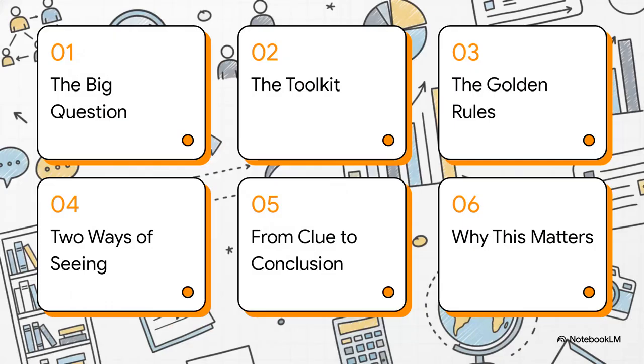So here's our game plan. We'll start with that central question. Then we'll bust open the detective's toolkit and learn the golden rules for using it. After that, we'll explore the two main mindsets an investigator can have, follow the process from the very first clue to the final conclusion, and then figure out why any of this really matters in your life.